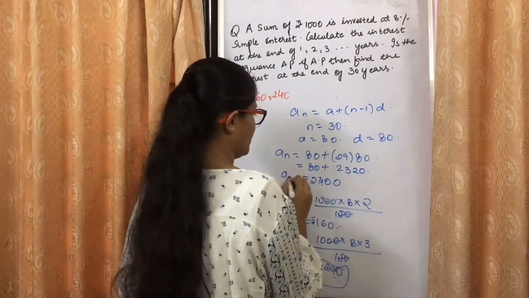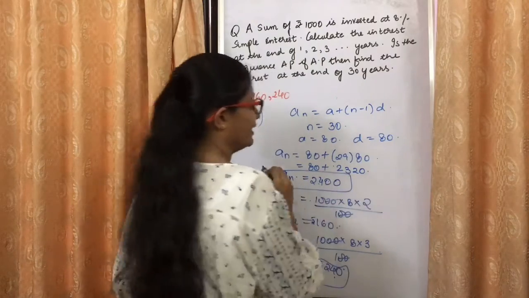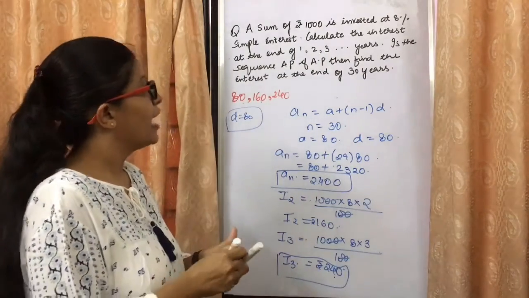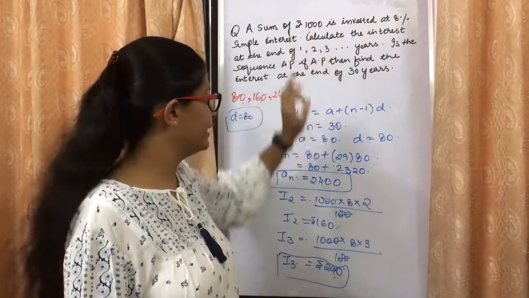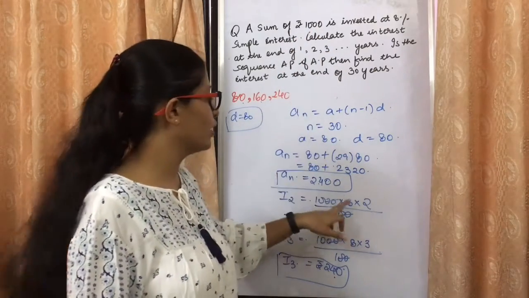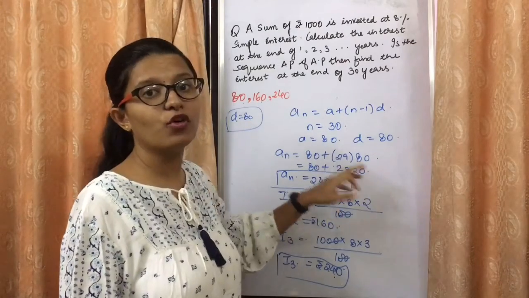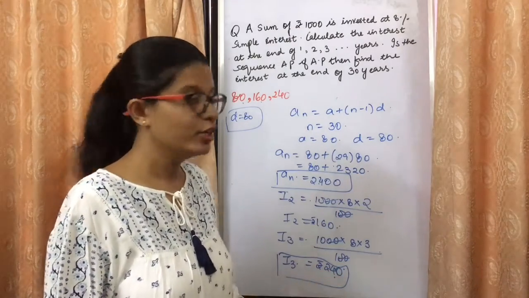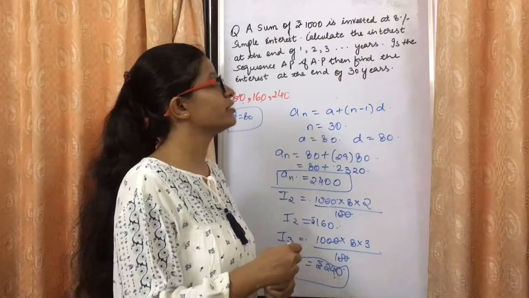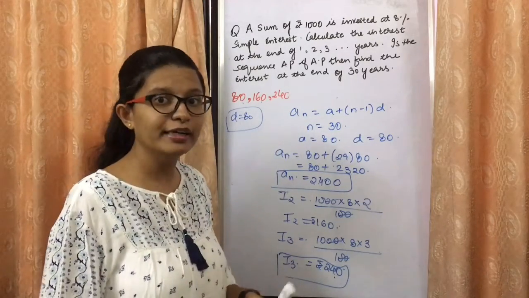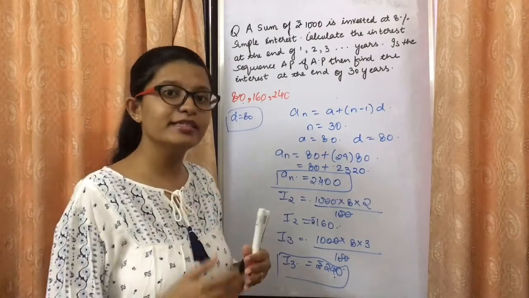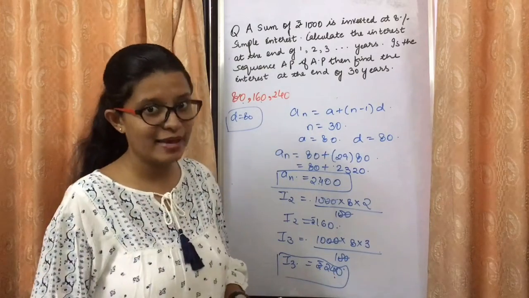2400. So, at the end of 30 years, if you pay the interest, the capital interest of 1000, at the end of the 30 years you are going to get 2400 as an interest. So this was the sum which was an NCERT problem. It is really important. Many a times similar types of problems have been asked in the board exams.